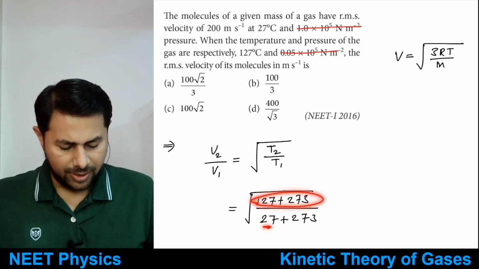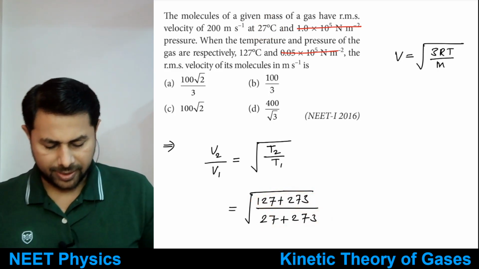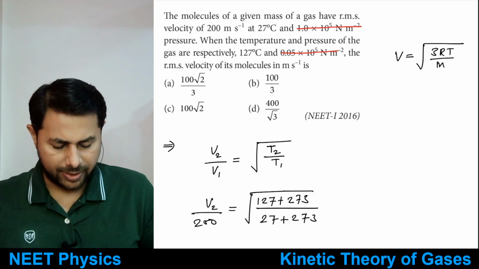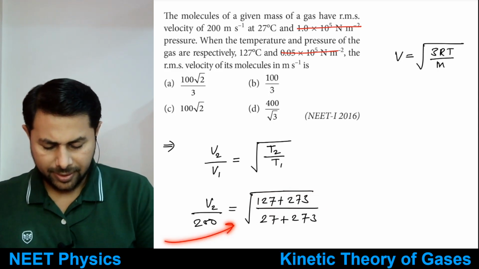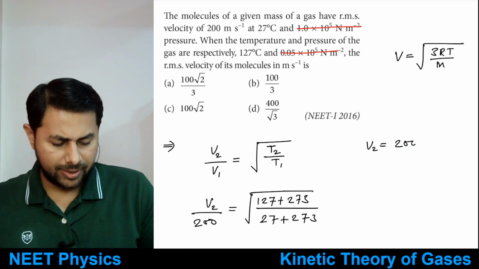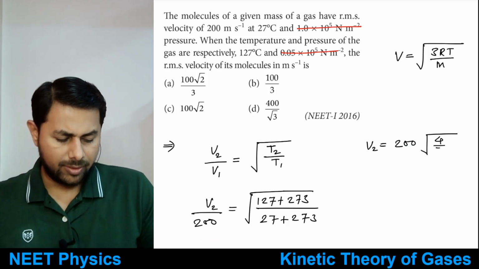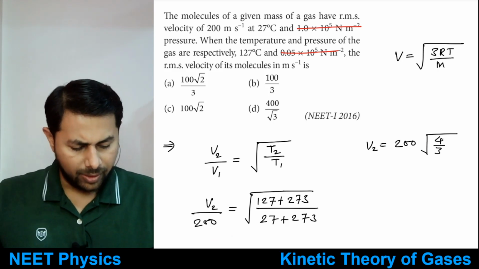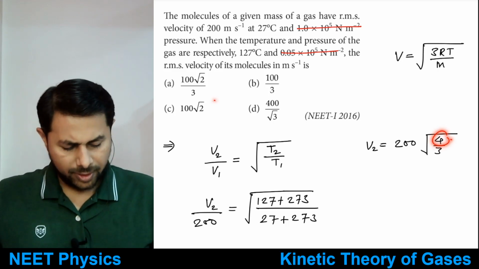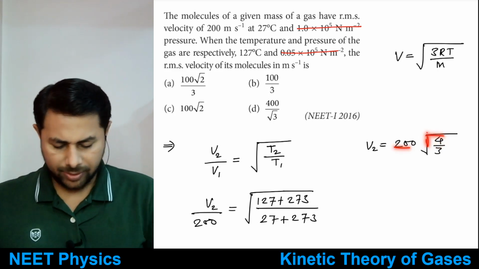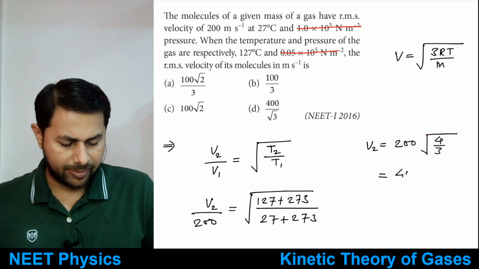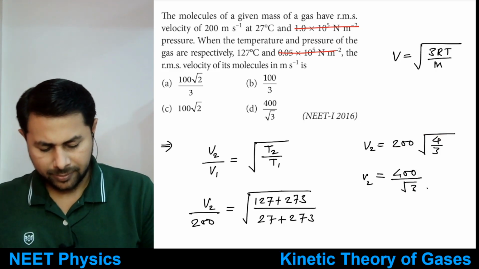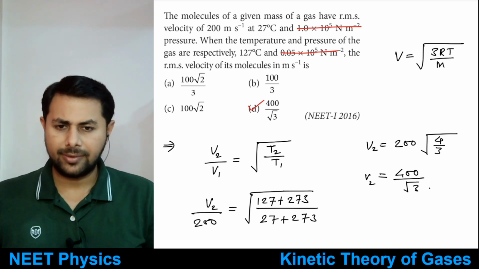So this is 300, this is 400. Square root of 400 by 300. So V2 divided by V1, which is 200. Take 200 on that side. So V2 is just equal to 200 times square root of 4 by 3, that is square root of 400 divided by 300. You can take the square root of 4, that is 2. 2 times 200 is 400. 400 divided by root 3 is the answer. So it is option D. So this one is simple, right?